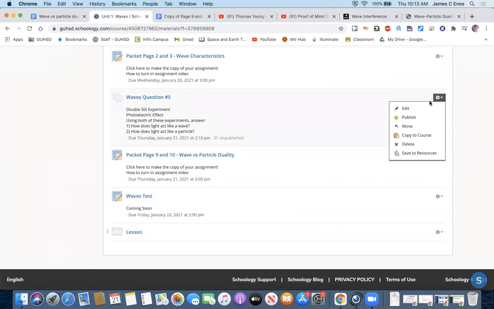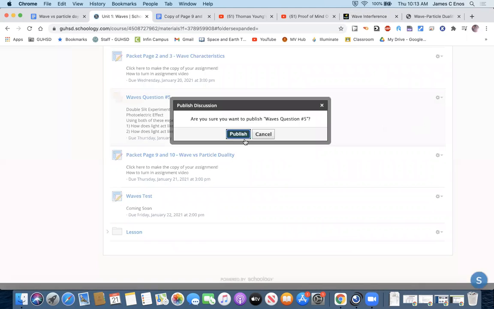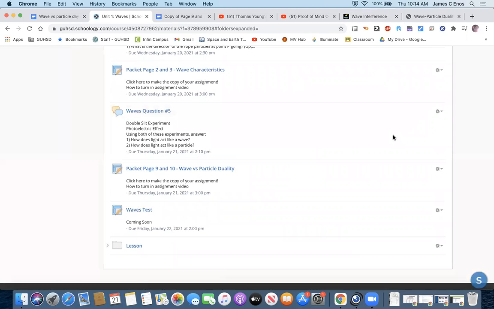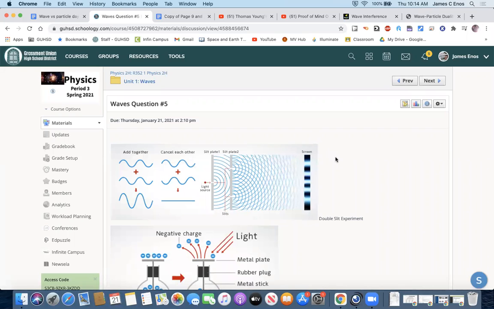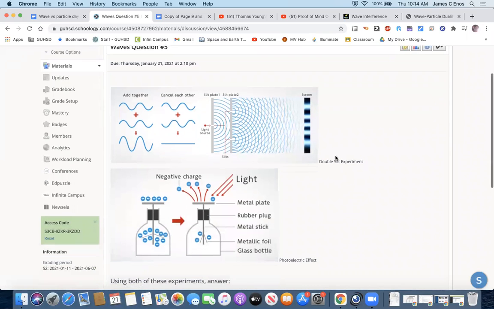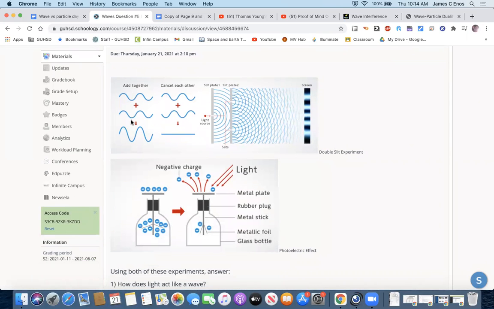So I know a lot of you are already done with your drawing. The last thing I'm going to have you do before you go here today is this waves question number 5. This is where we're going to have waves add together, cancel each other out for this double slit experiment.